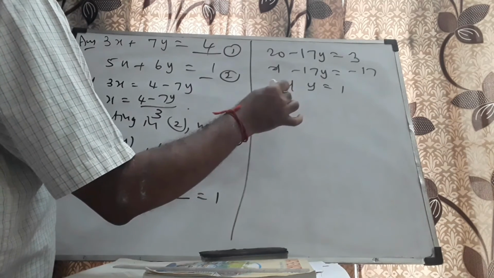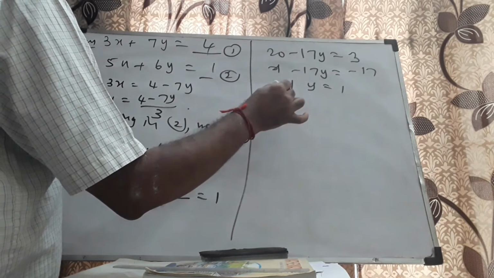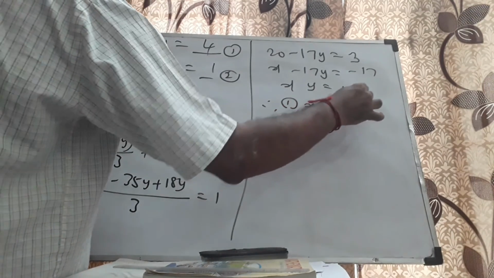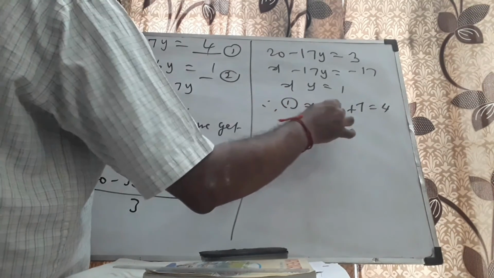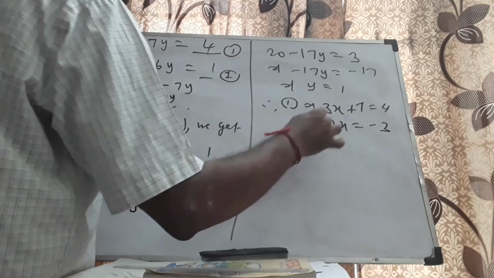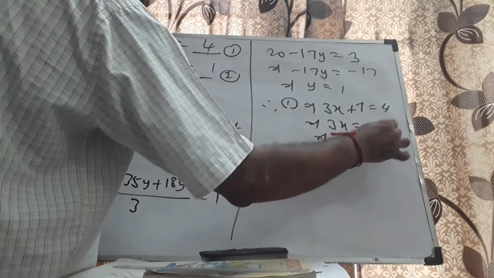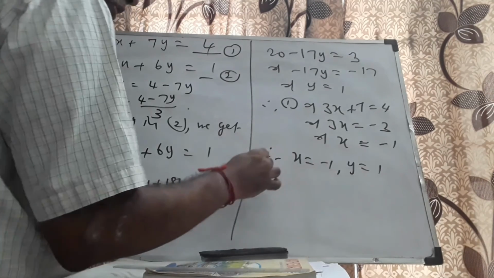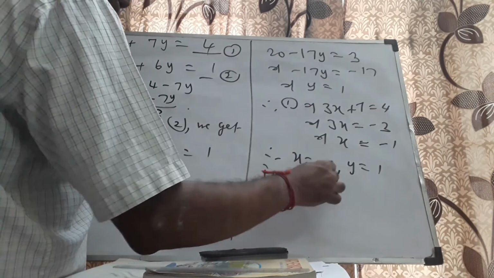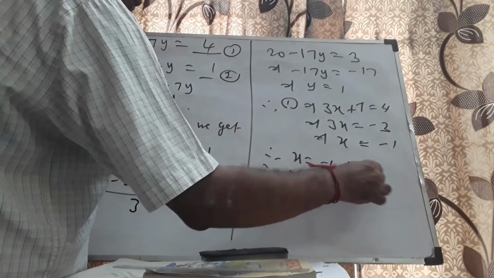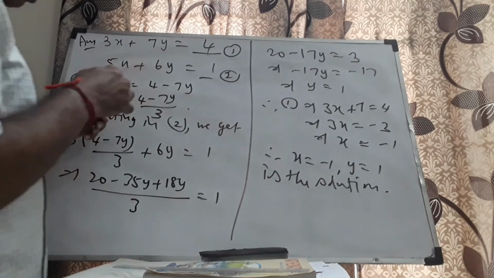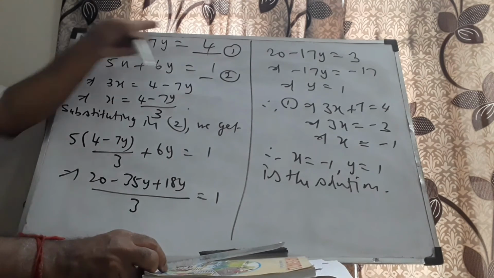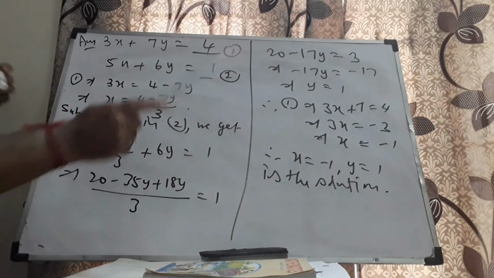Now what I get here is 1 implies 3x plus 7 is equal to 4, implies 3x equal to minus 3, implies x is equal to minus 1. Therefore, x equal to minus 1, y is equal to 1 is the solution. Okay, we can just check. Minus 3 plus 7 is 4, minus 5 plus 6 is 1, it's correct.